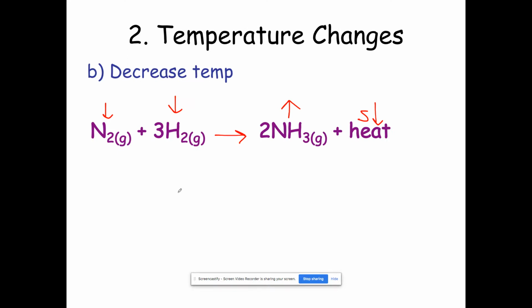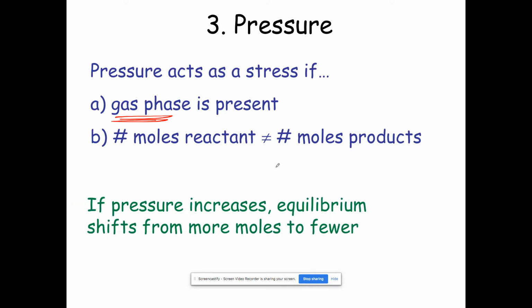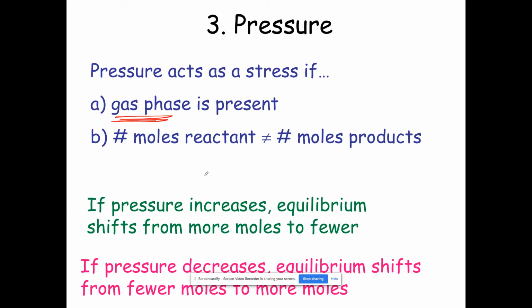But if you look at this one, for example, we have gases, but check out number of moles. This side is 1 and 3, total of 4 moles. This side is 2. So pressure would be a stressor on a reaction such as this, which is called the Haber process, which is what I'm guessing I included here in a minute. So here's the rule. If these are both met, this is how you figure out the equilibrium shift.